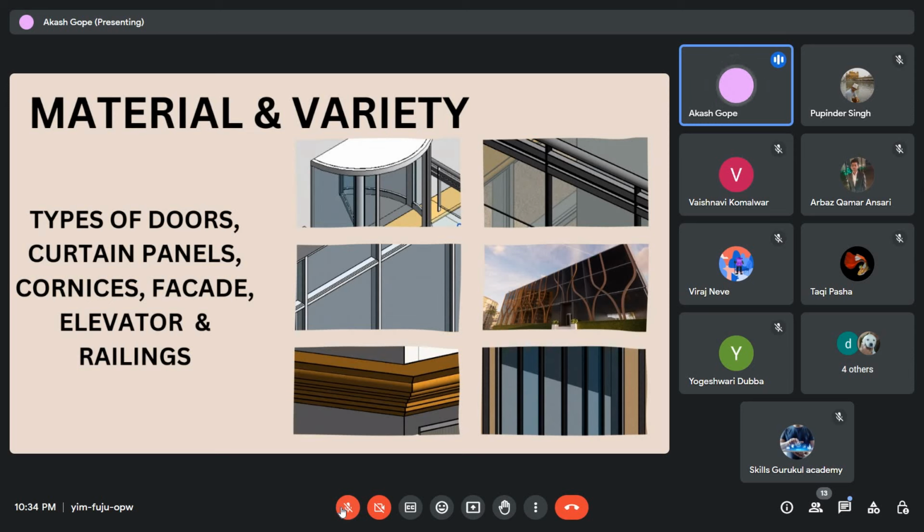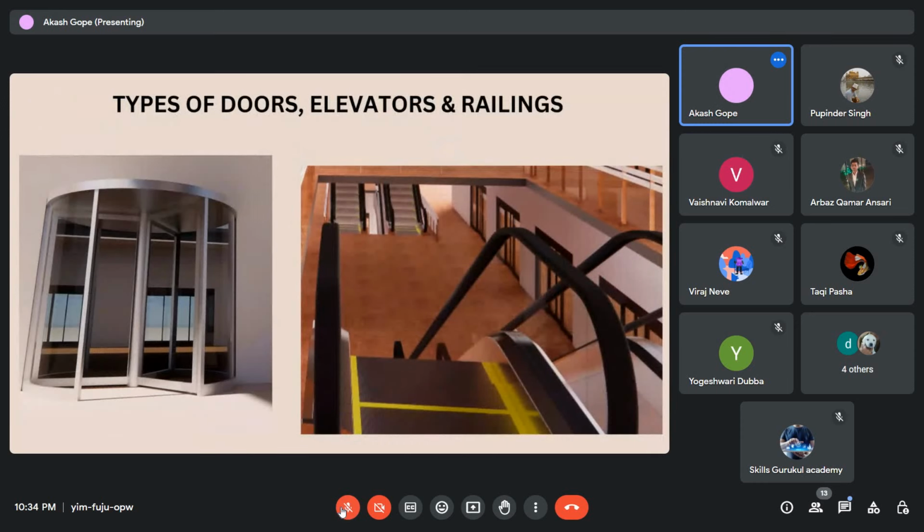Railings and elevators, doors and railings. Types of doors: as you can see, this is railings, and this one is railings, and this one is an elevator from both sides. One is coming down and one is going up.